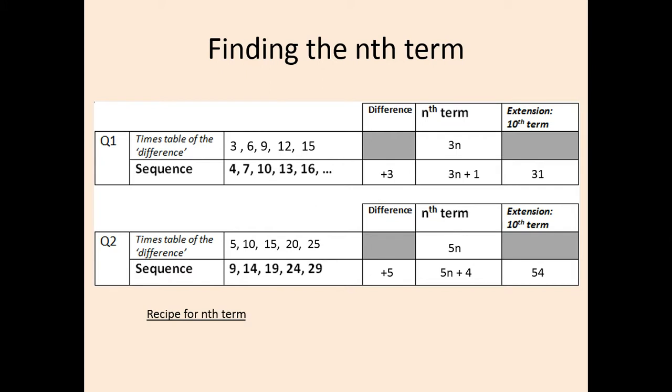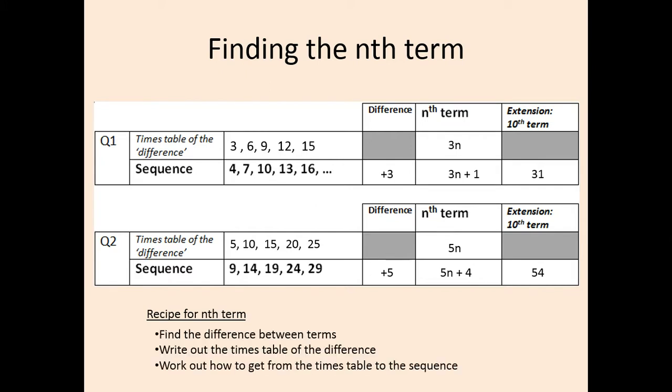So the recipe to work out the nth term is, just write these down. Step 1 is you work out the difference between the terms. Step 2 is you write out the times table of the difference. And then step 3 is you work out how to get from the times table to the actual sequence that you've been given in the first place. Okay? And that would help you work out what the nth term rule is.